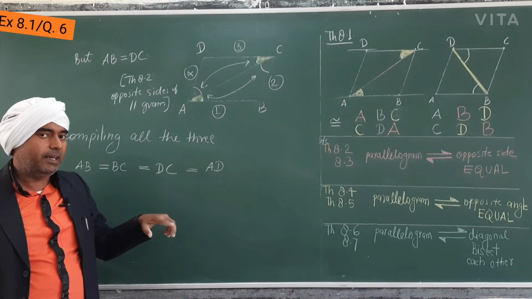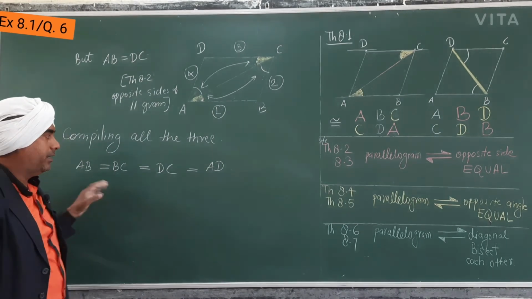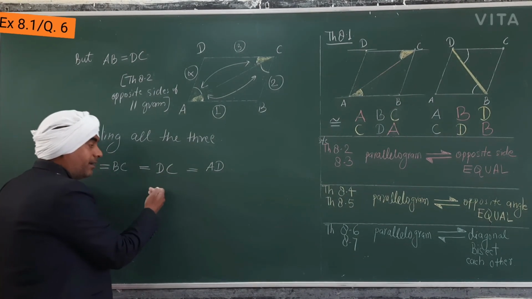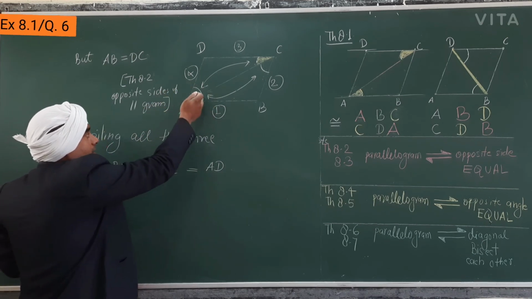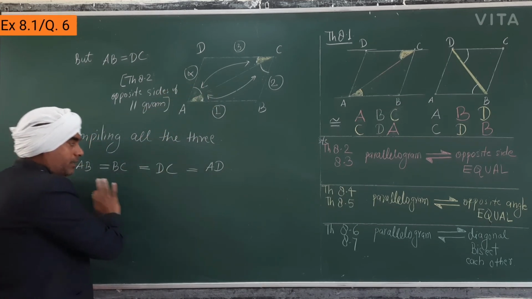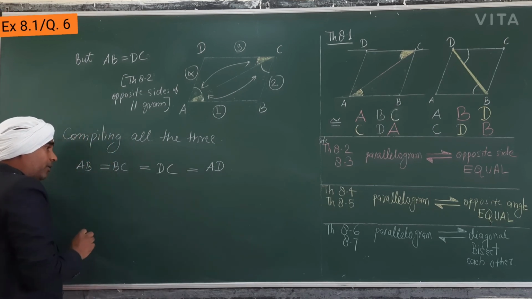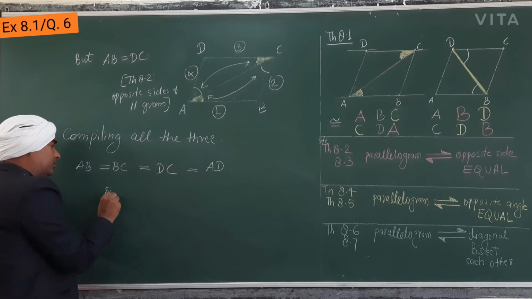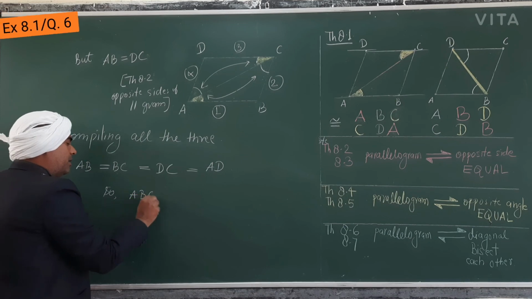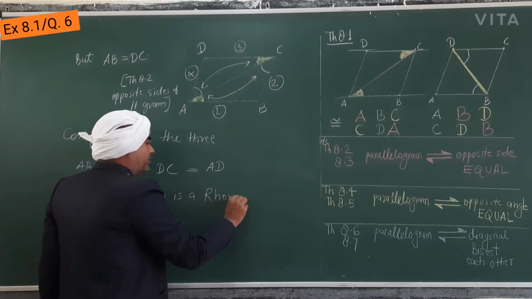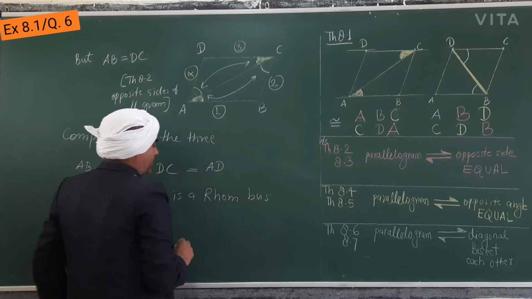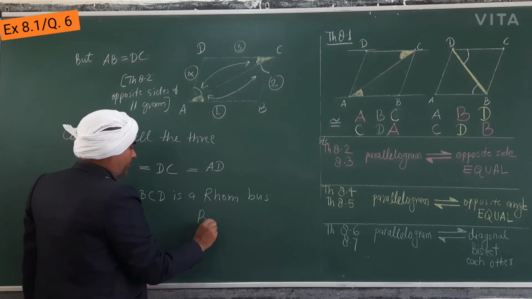One is a square and one is a rhombus. But nothing is said about a right angle. If this is a right angle, this will be a square. But no one said this is a right angle. So it is not a square, it is perfectly a rhombus. So ABCD is a rhombus. So proved.